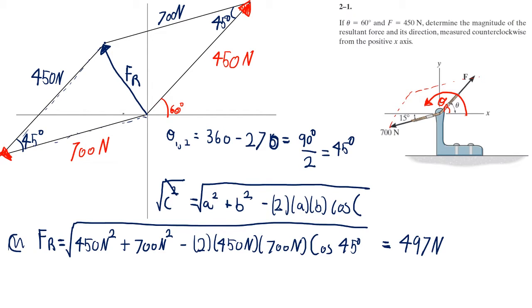So what we're going to do here actually is we're going to find this angle here. We'll call this alpha. And the way we're going to find this is, look now, we have our force resultant. We know this right here is 497 newtons. That is across from 45 degrees. Our 450 newtons here is across from our alpha, this angle we're going to solve for.